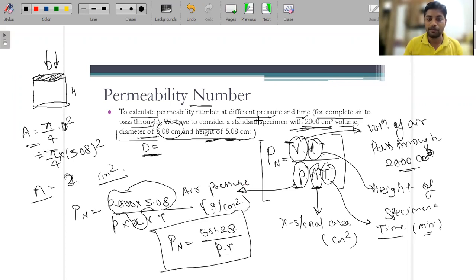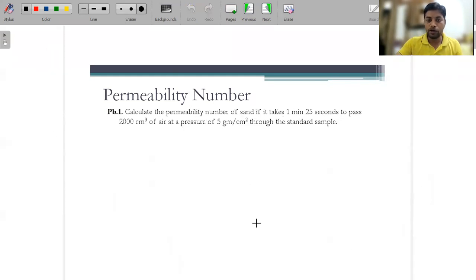Now as I mentioned in the beginning, to calculate the permeability number at different pressure and time, this permeability number depends on the pressure and the time only: how much air pressure we are using and how much time is required to remove all the gases. So this is the basic formula. Let's go for a numerical problem so that the formula we have gone through will be clear to you guys.